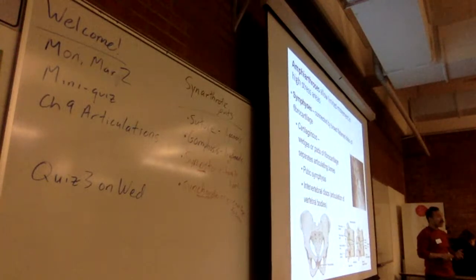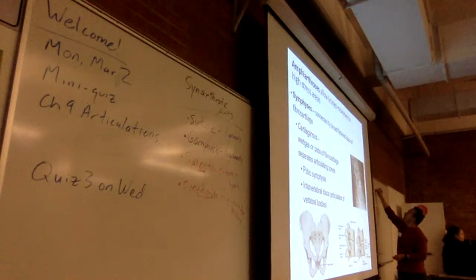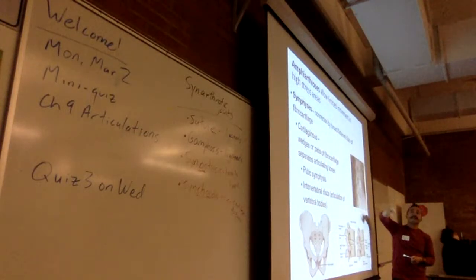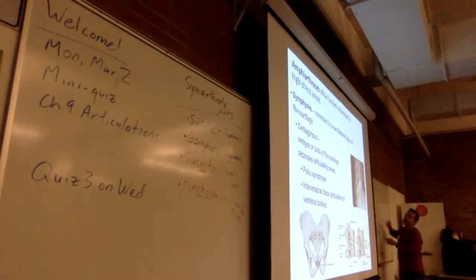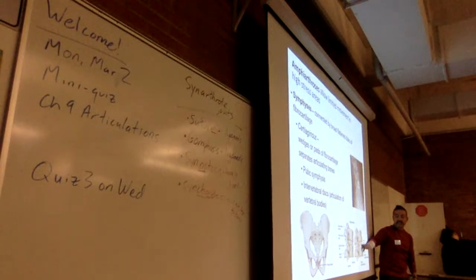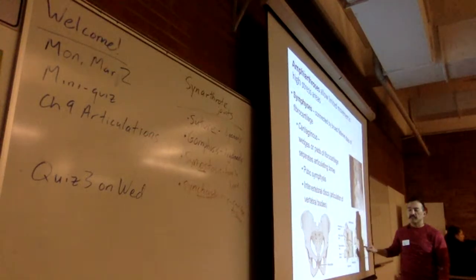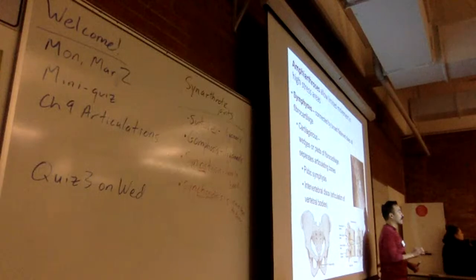So we want these areas to be secure, but still need a small degree of movement. Our first type is called a symphysis. A symphysis has fibrocartilage discs, wedges or pads in between. So your intervertebral discs, what's between the bodies, allow only a small degree of movement. The pubic symphysis between the pubic bones also allows for a small degree of movement.